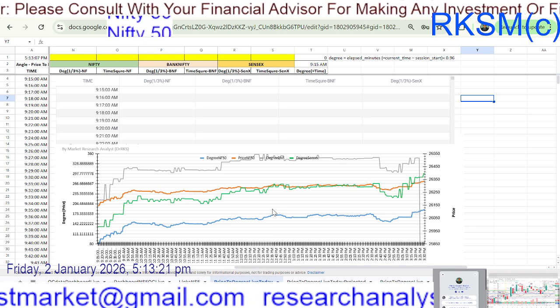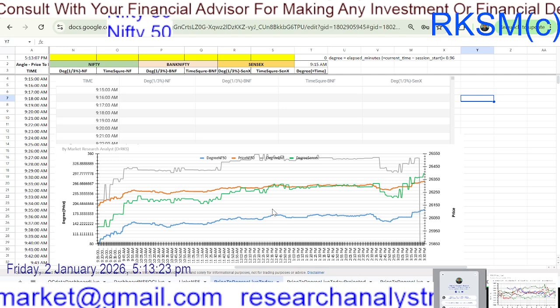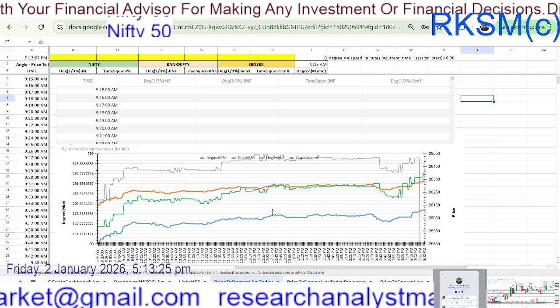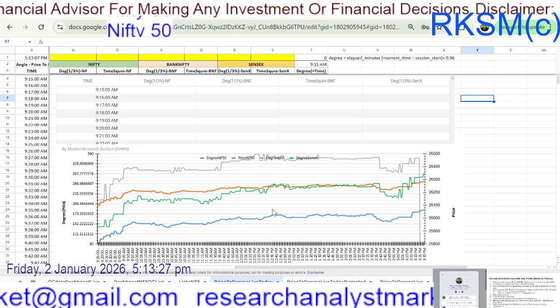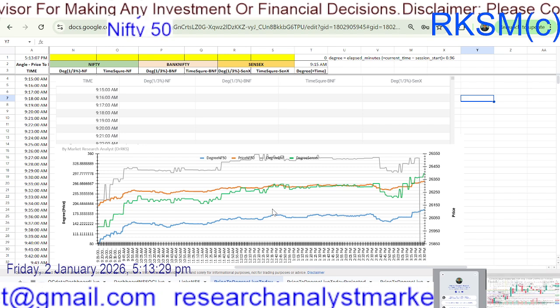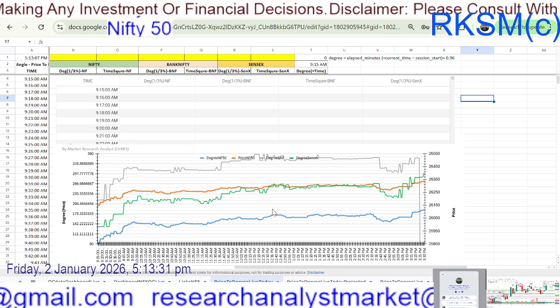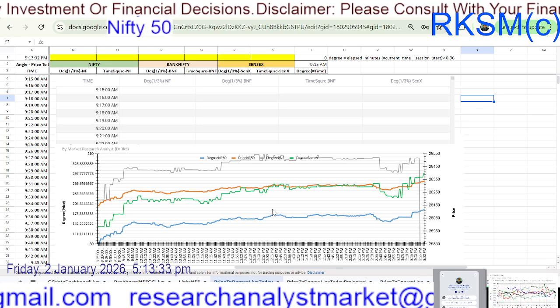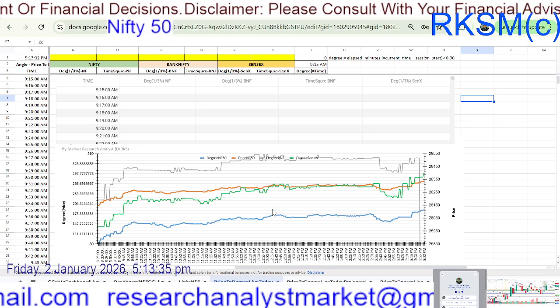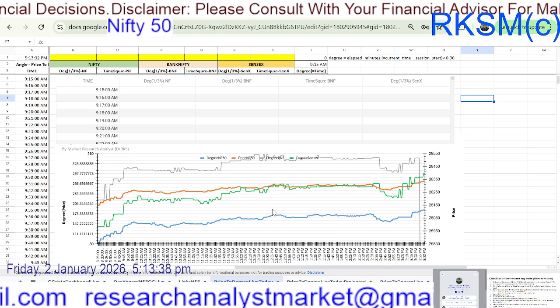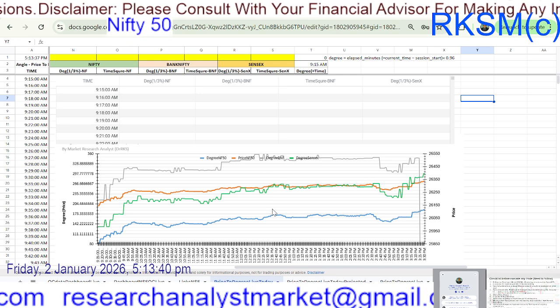Today I am going to demonstrate a tool which I have developed. This is a very advanced tool. With the help of this tool, you will find the exact reversal point, or basically the reversal time, where the price will turn in the opposite direction.